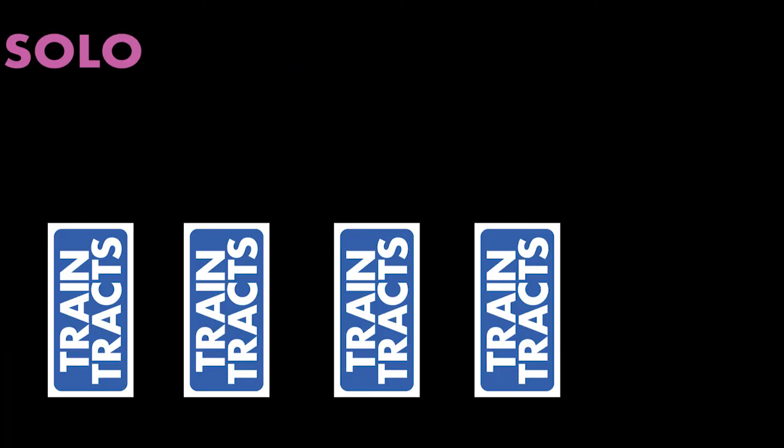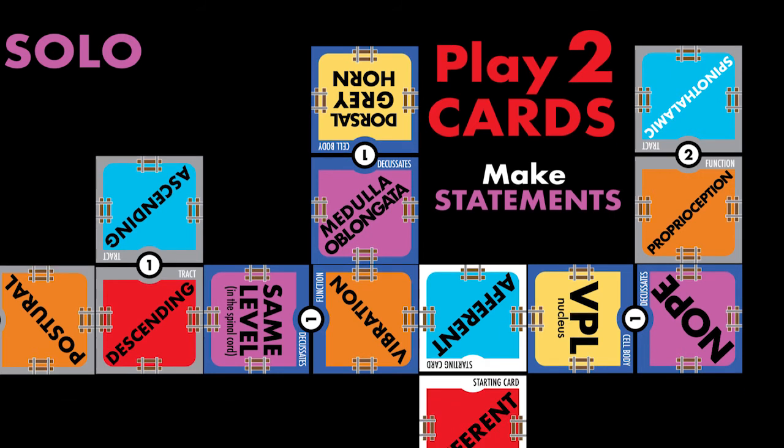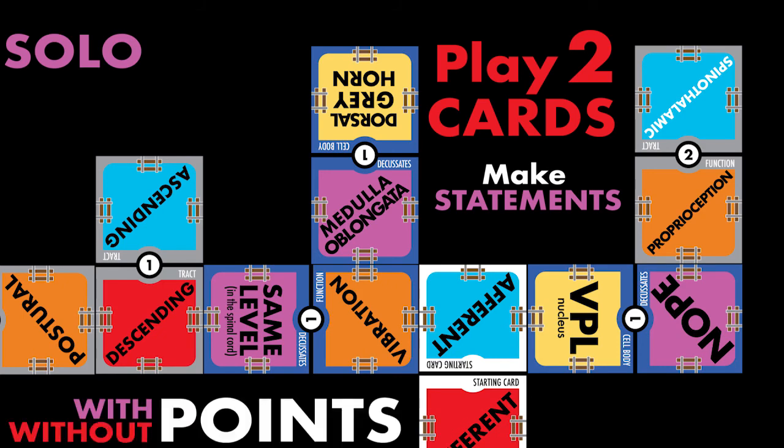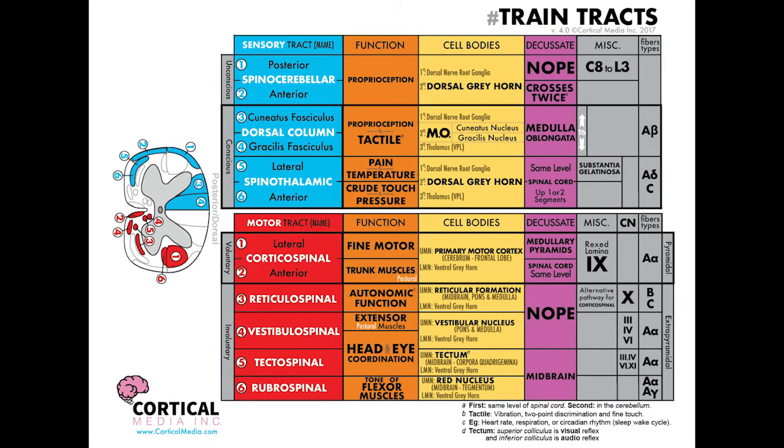What if I wanted to play it solo? Instead of drawing 4 cards, you draw 5 cards. Play 2 of them on different connections in 1 turn before you draw again. You still have to make statements for each connection played, because that helps etch this neural concept into your brain. You can play with or without points. While you're learning or remembering spinal tracts, use the chart, and encourage people to use the chart. Use the chart so much you can see it in your mind's eye. If you need more charts, go to corticalmedia.com.